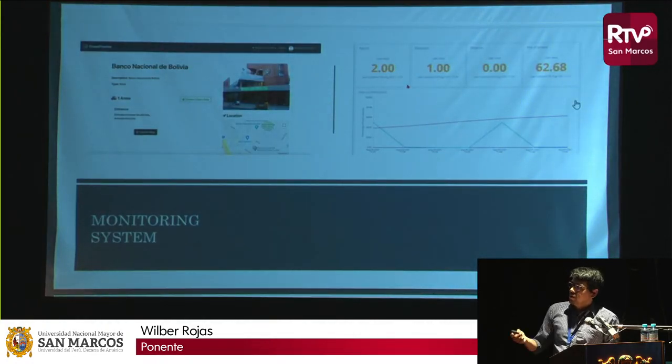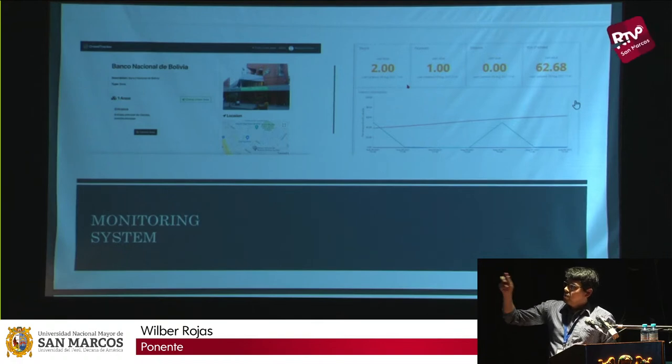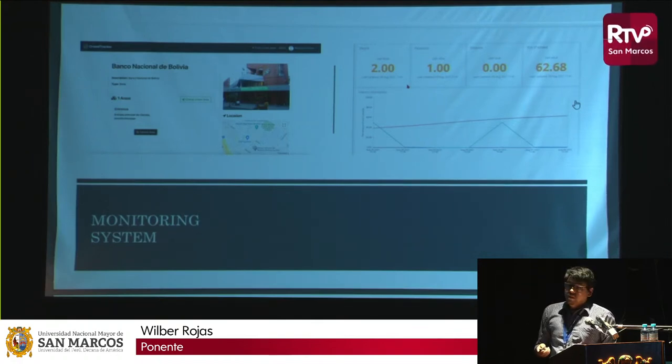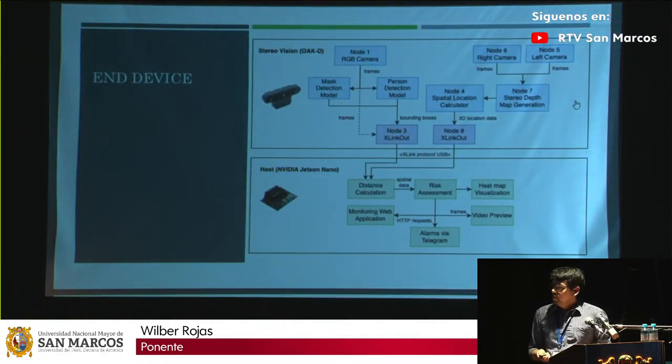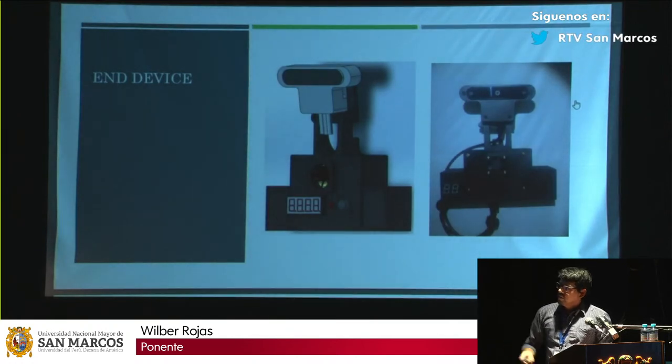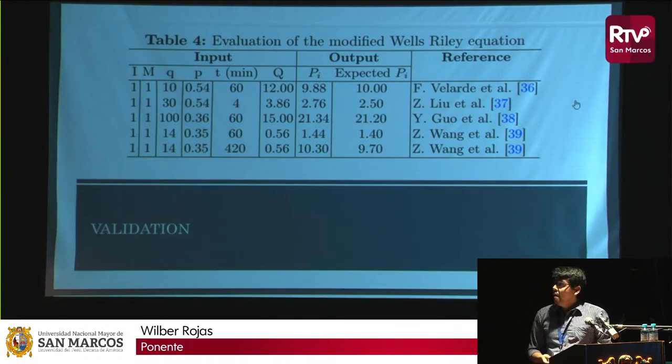This is a monitoring system, so we can monitor a lot of locations, and for each location, there could be a lot of cameras. So we are storing only data: how many persons there are, how many are using face masks, how many are complying with the correct distance, and the total risk calculated. This is a diagram of the end device, and this is how it looks. In the results, we have less than 5% error compared with other studies that also analyze with Wells-Riley. So these are the results.